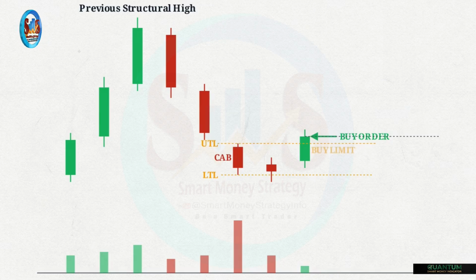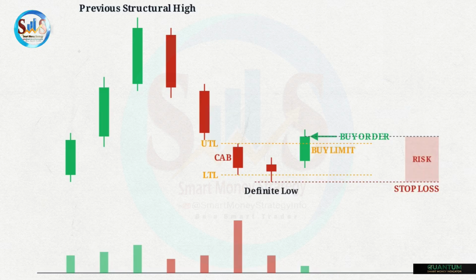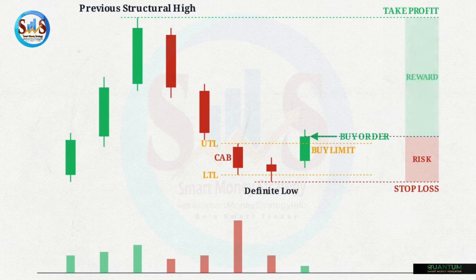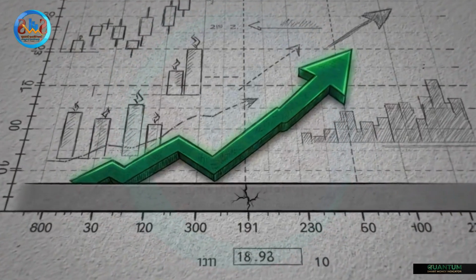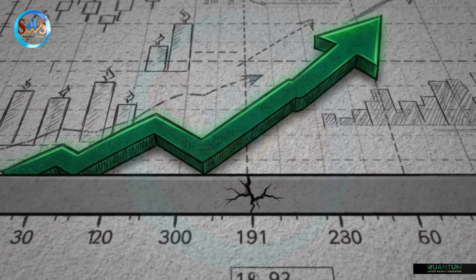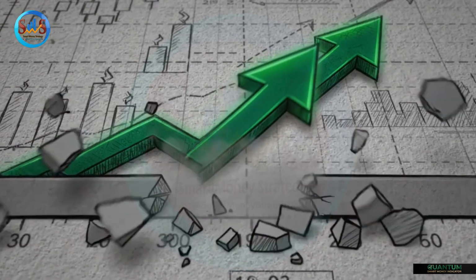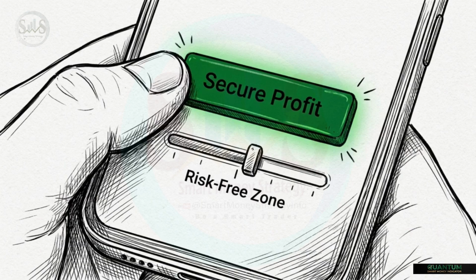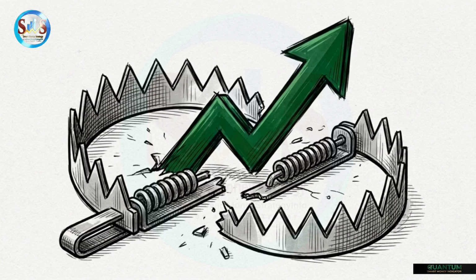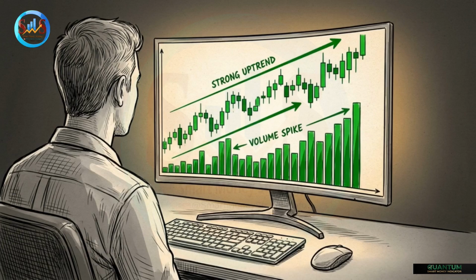Set your stop loss below the sweep candle's lowest wick, the definite low. Target the previous structural high for a massive risk-to-reward ratio. With the setup confirmed, the price is free to move toward the previous high as the broader trend resumes. For conservative management, close 70% of your position at the first structural target and move your remaining stop loss to break even. Executing based on the CAB turns the market's traps into your entries. Open a 5-minute chart today and begin identifying these high-volume bars within your favorite bullish trends.